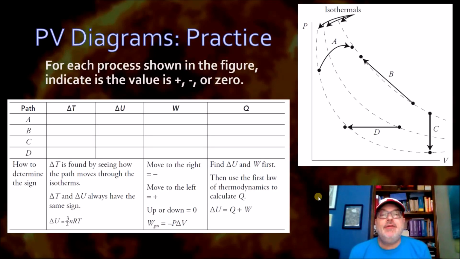In each of the processes that are shown in the figure, indicate whether the value is plus, minus, or 0. So is the temperature change for path A plus, minus, or 0? Is the internal energy change plus, minus, or 0? Is the work plus, minus, or 0? Is the heat plus, minus, or 0? Pause the video and see if you can work these out quick.